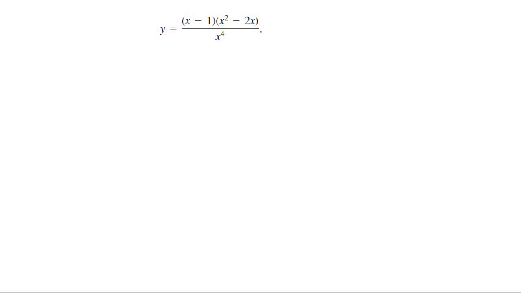But before we do it as a product and as a division, let's first multiply this and see what happens. So if this is y, we can write this as x to the power 3 minus 2x squared, and here minus x squared plus 2x, divided by x to the power 4.